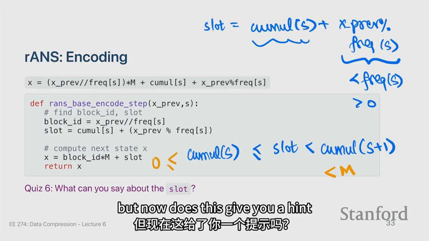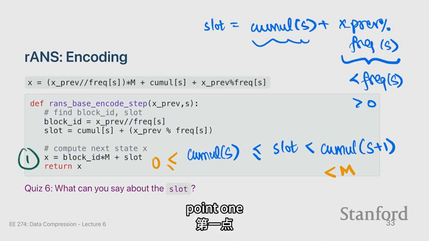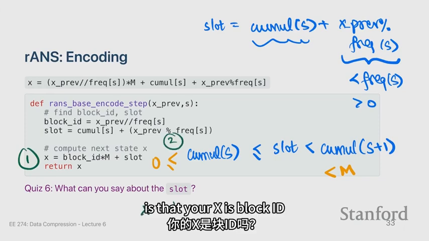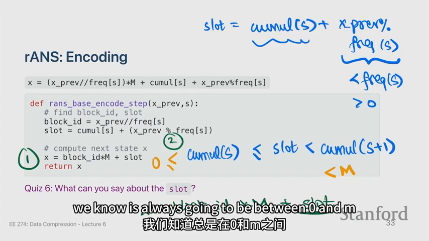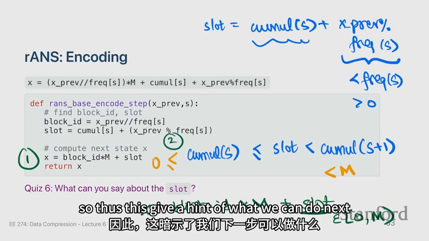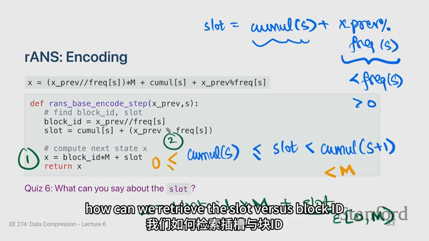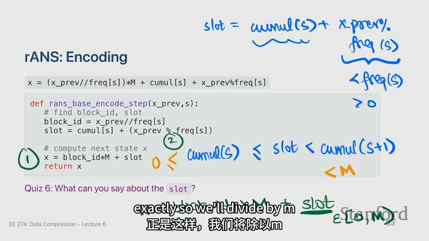But now does this give you a hint? So combining point 1 and point 2, your X is block ID times M plus slot, where slot we know is always going to be between 0 and M. So does this give a hint of what we can do next? How can we retrieve the slot versus block ID? Exactly. So we'll divide by M.